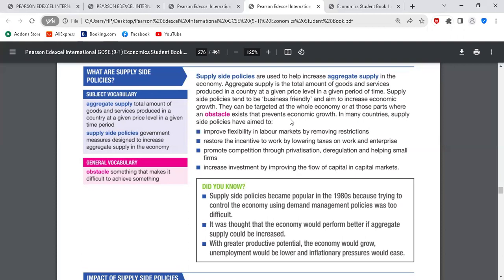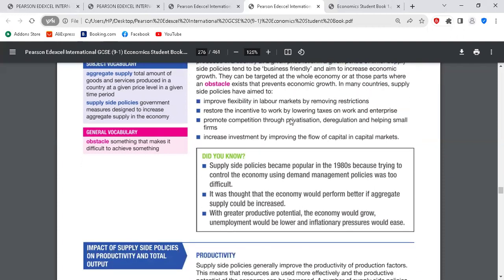Because if there's employment flexibility, there won't be restrictions. So when they need workers, they're able to get workers because workers are employable. So what will bring about employable workers is what they are talking about here. With supply side policy, the workforce becomes more employable. And if the workforce becomes more employable, it becomes easier for firms, for employers, to employ. That is the first point. Clear? Two, restore the incentive to work by lowering taxes on work and enterprise.